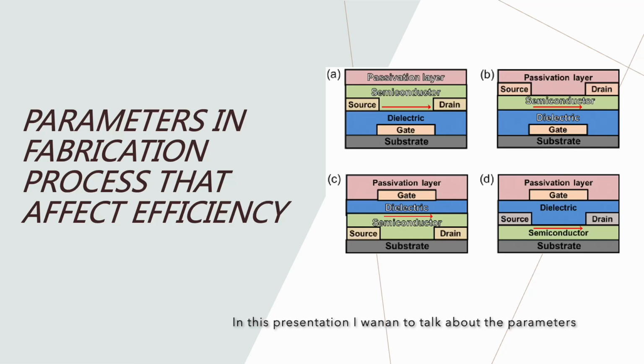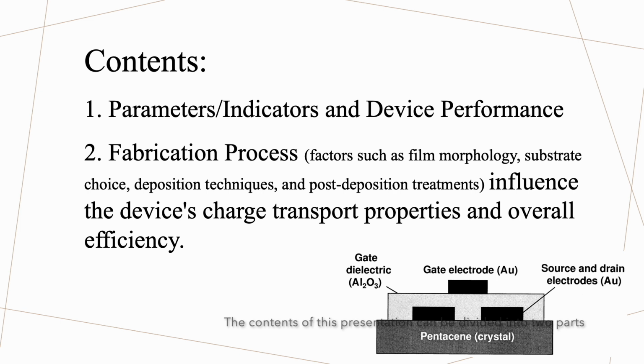In this presentation, I wanted to talk about the parameters in the fabrication process that affect the efficiency of the OFET. The content of this presentation can be divided into two parts. First is the parameters or the indicators that are related to the device performance. Another one is the fabrication process and how it relates to the charge transport properties and the overall efficiency of the device.